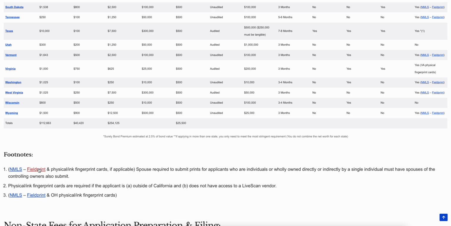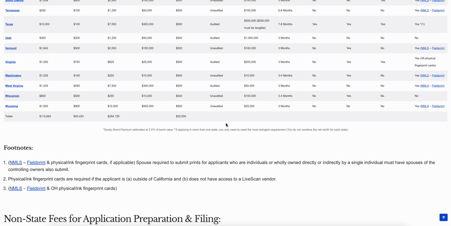And we've included links to some of these things, the NMLS and fingerprint, what it means.